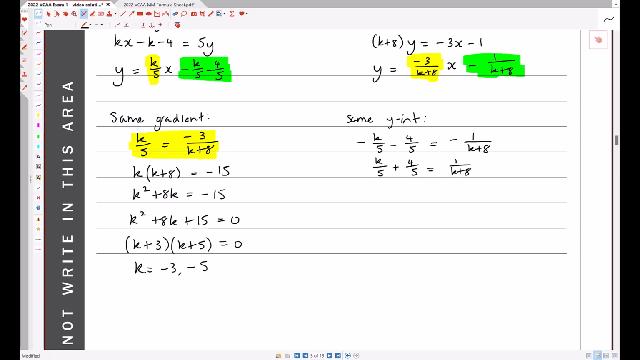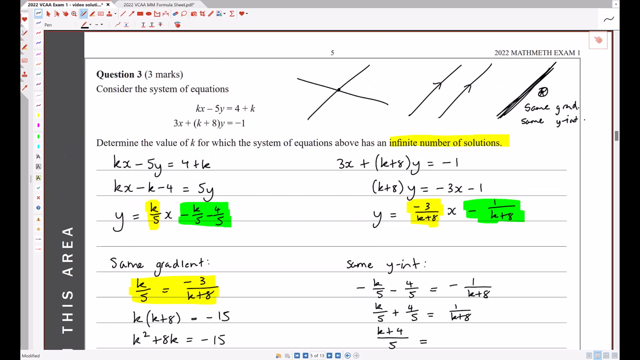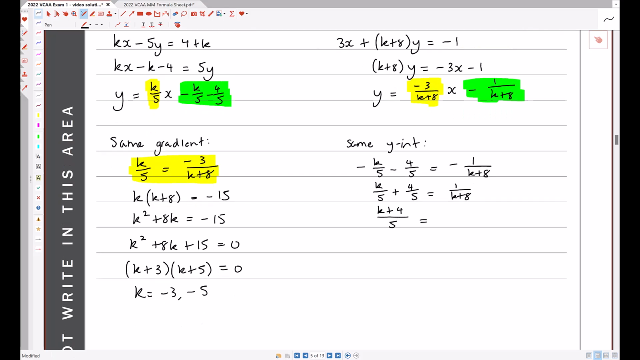Okay, and so we might have this written as k plus 4 all over 5. We might have done that earlier, but I was a bit careful about this back here. It would have been easy to accidentally have this expression up here written not quite correctly with the negative wrong if I'd written it as one single fraction, so I think it was safer just to divide each thing by 5. So it's 1 over k plus 8.